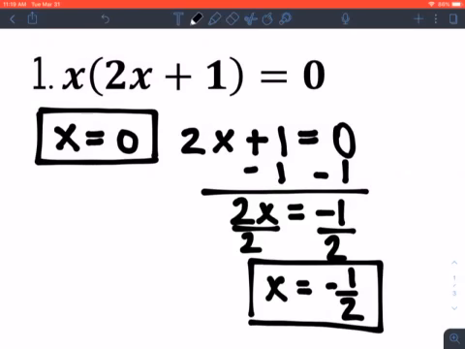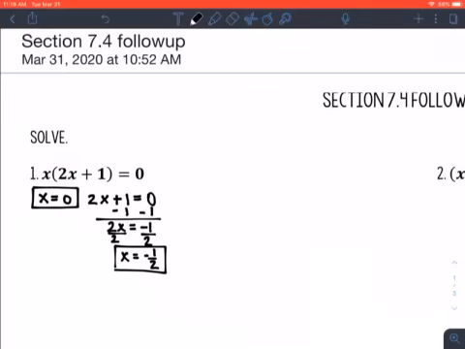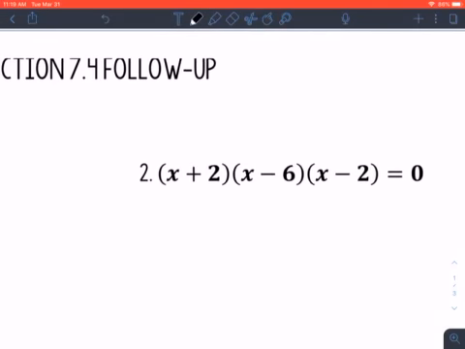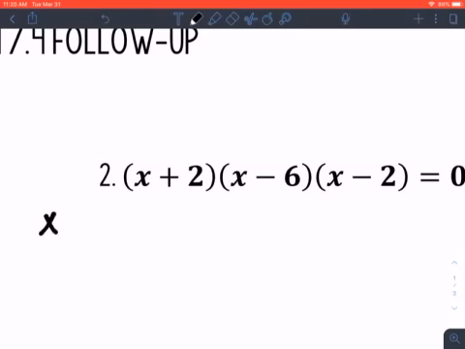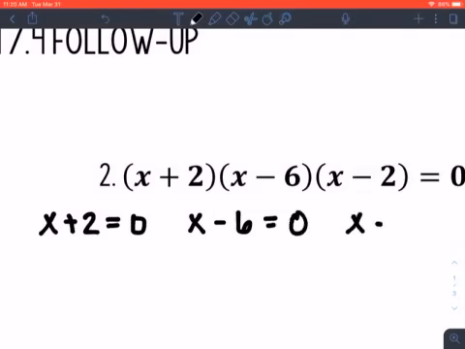Let's try one more that's in this form. In problem number 2, we have x plus 2 times the quantity x minus 6 times the quantity x minus 2 is equal to 0. This is already in factored form because I have all of these parentheses, and it's already set equal to 0. So I'm going to set each factor, each parenthesis, equal to 0. So to get started, I'm going to say x plus 2 is equal to 0. x minus 6 is equal to 0. And x minus 2 is equal to 0.